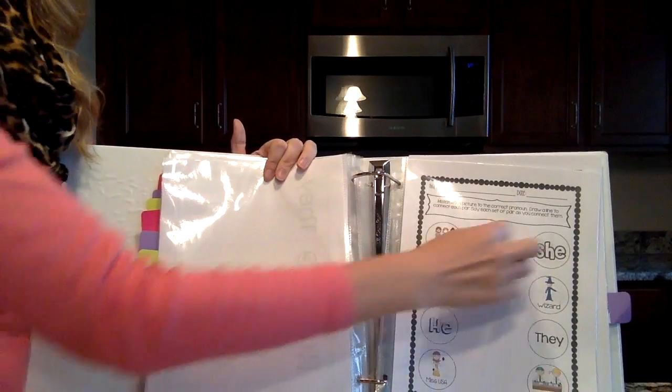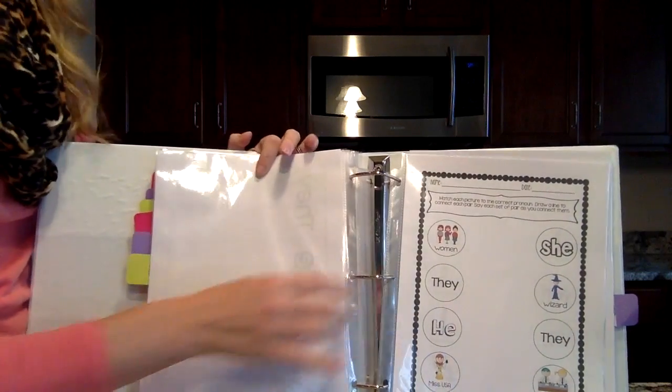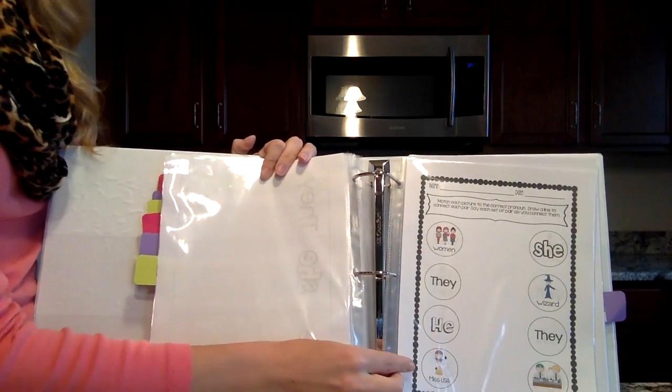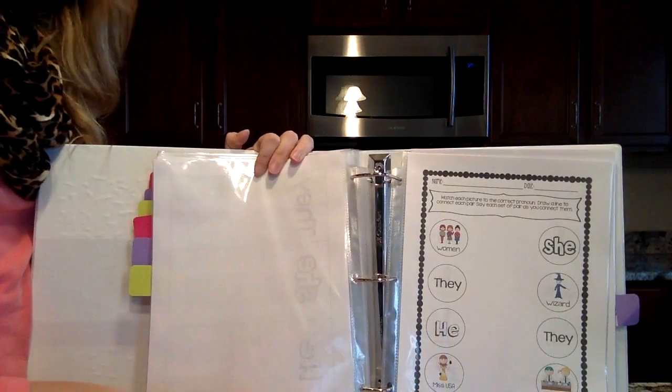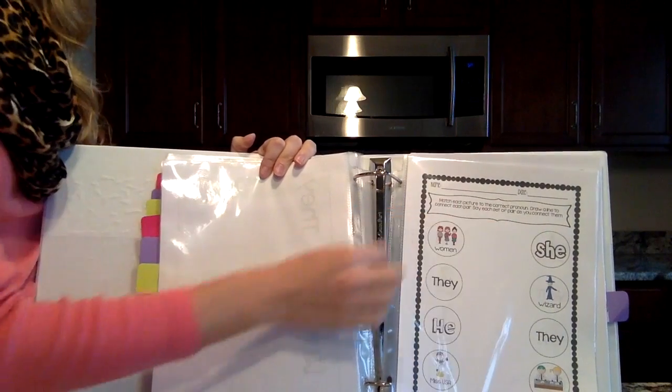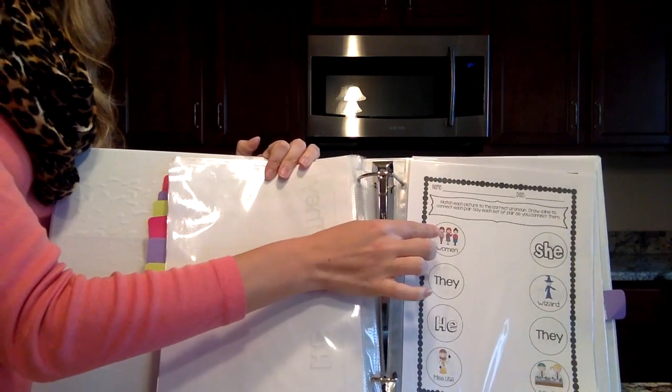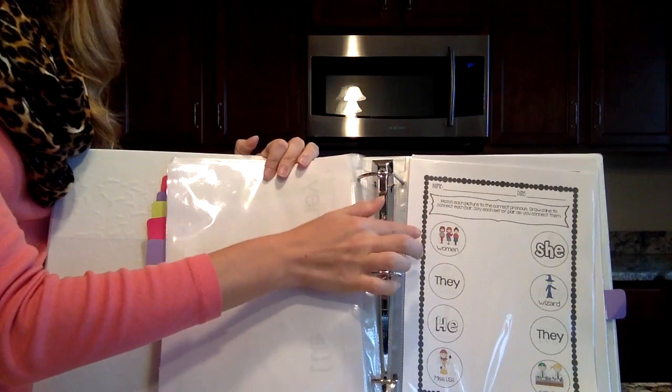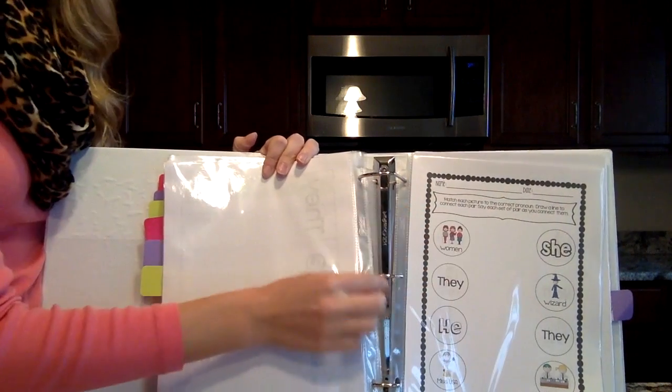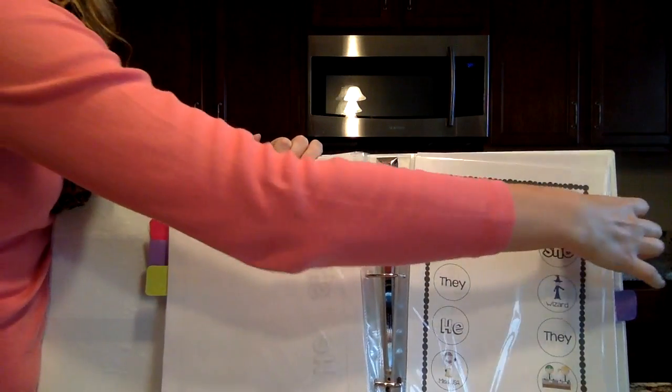Then it moves to matching. We're going to have them be matching text to pictures. So even if they are young and cannot read, they can still point and you can still ask, is this he, is this they, is this she? And then you can help them draw the line and match it to the text.